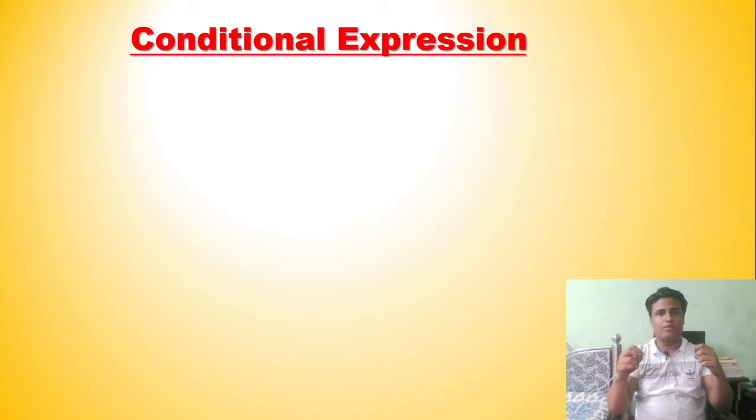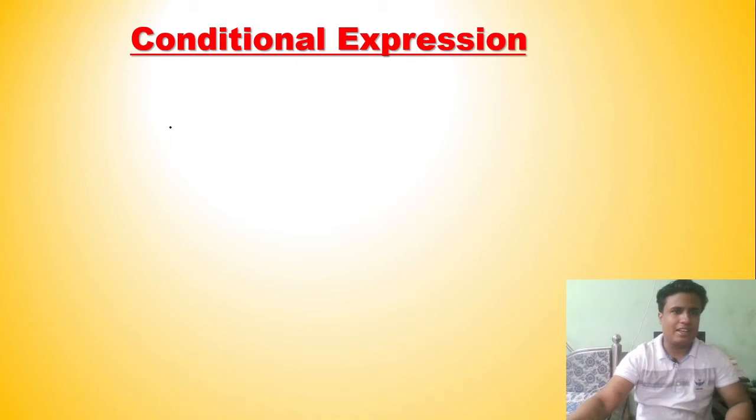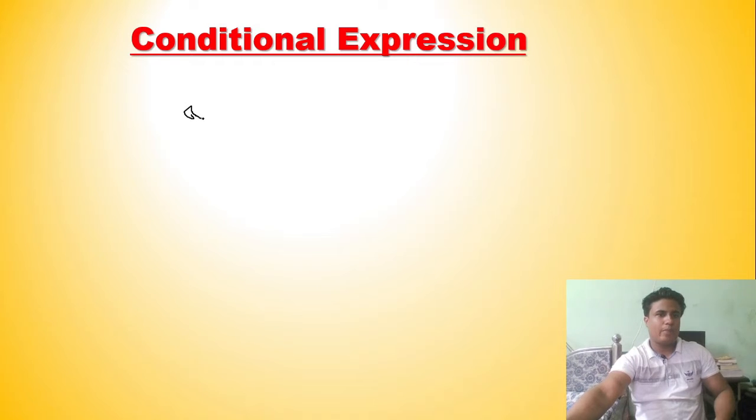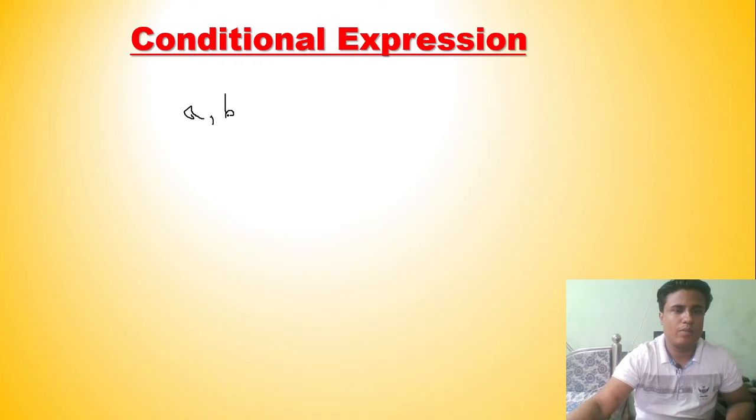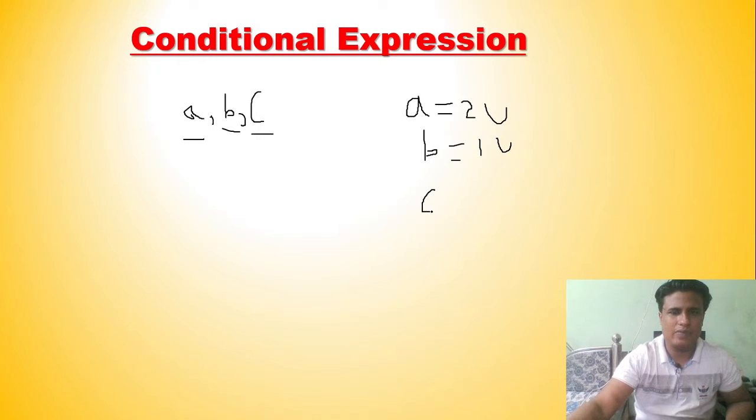Let me make you understand what I told. Suppose there are three persons: person A, person B, and person C. Suppose A's height is 2 units, B's height is 1 unit, and C's height is 0.5 unit. I am just taking an example.